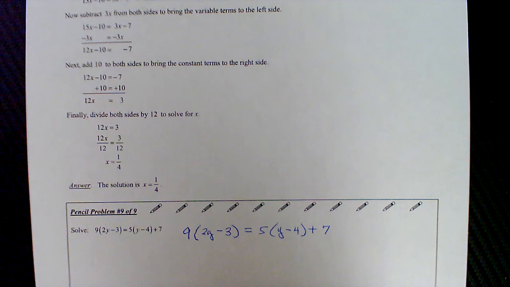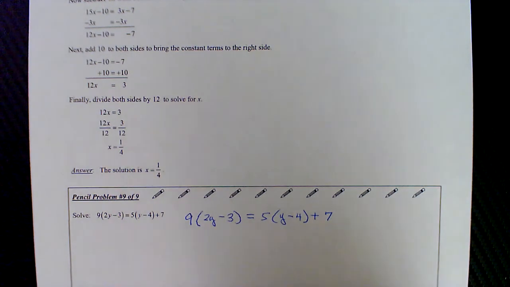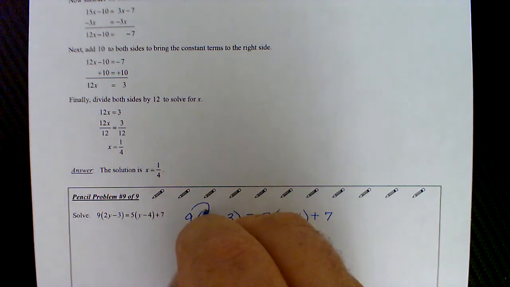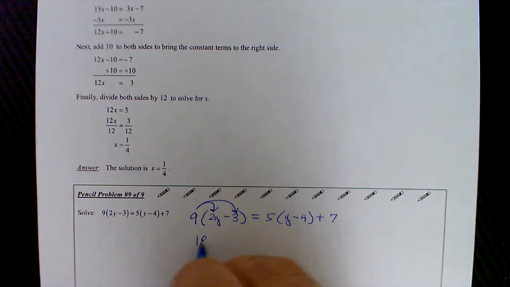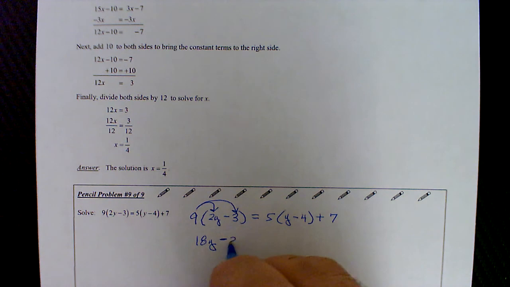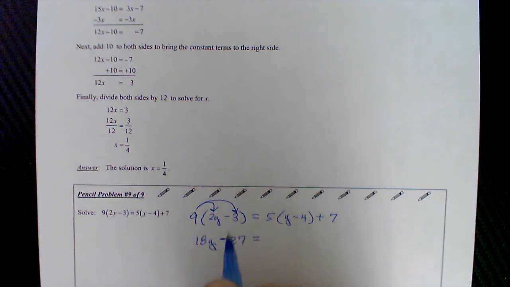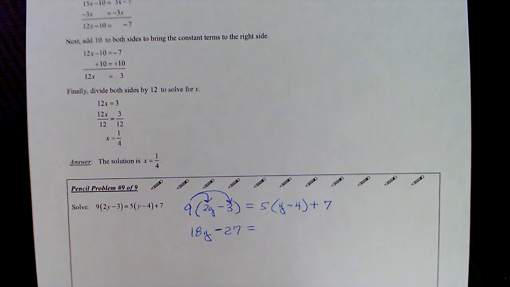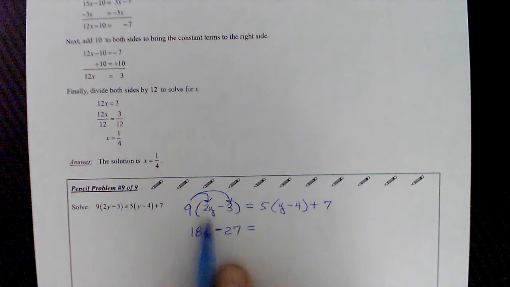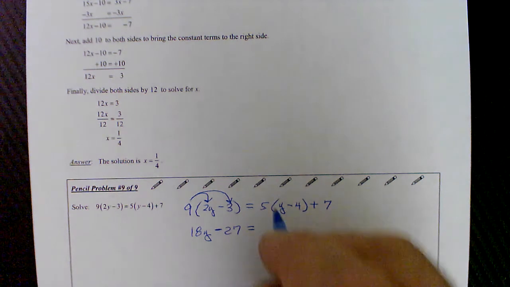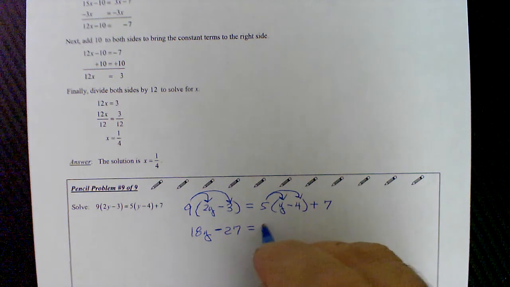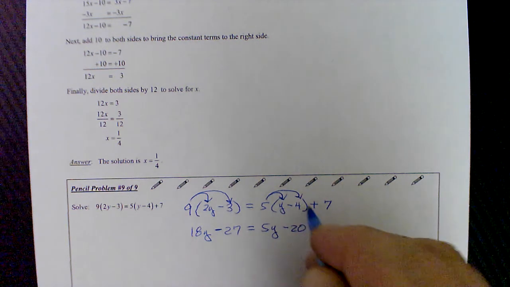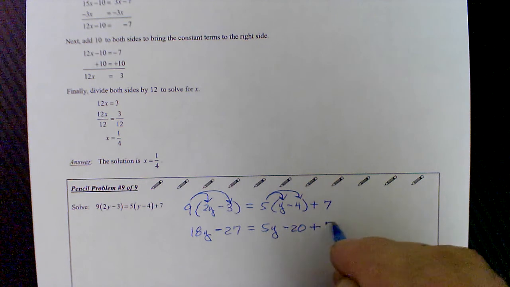Okay, so we see parentheses, distributive property, the 9 gets distributed to the 2y, multiplication, 18y, 9 times -3, -27. Remember, the formal name for the distributive property is the distributive property of multiplication over addition. So that's why, of course, we're multiplying. Okay, distribute the 5. The equal sign is our barrier. We get 5y minus 20. Closure of the parentheses stops the distribution. Don't forget to recopy the +7.